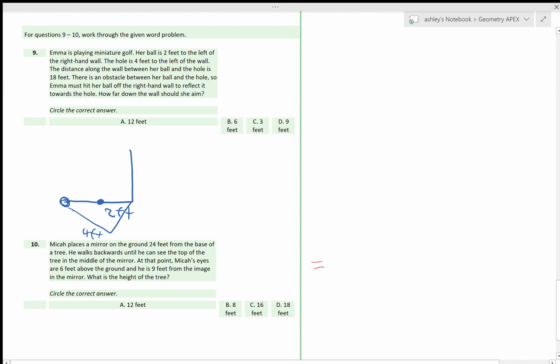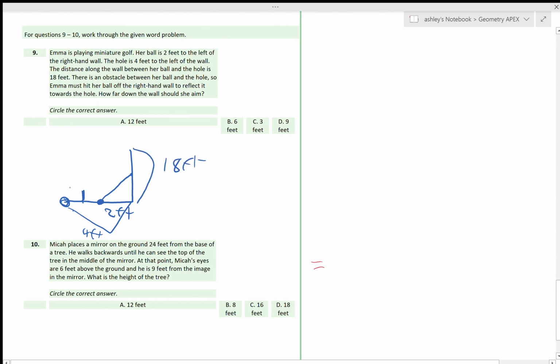The distance along the wall between her ball and the hole is 18 feet. There's an obstacle between her ball and the hole, so something's here. Okay? It's being blocked. There's an obstacle. Emma's supposed to hit her ball off of the wall. Okay, so the distance on the wall, this whole wall, is 18 feet is what we're being told.